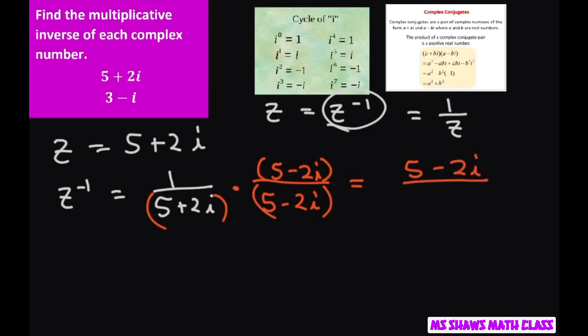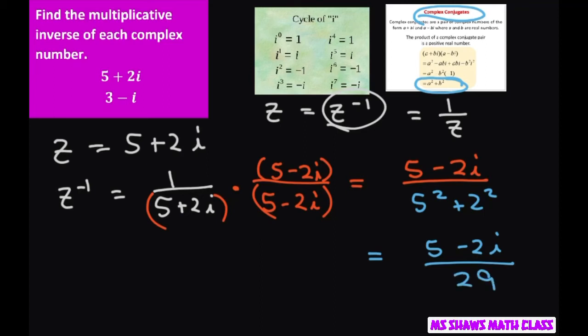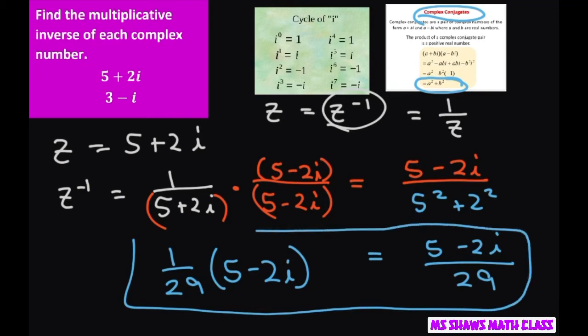And the denominator, all we're going to do is use this formula here, a squared plus b squared for complex conjugates. So that's going to be 5 squared plus 2 squared. So that's going to be 5 minus 2i divided by 25 plus 4, which is 29. Or you can write it as 1 over 29 times 5 minus 2i. Either way, both of those are fine.